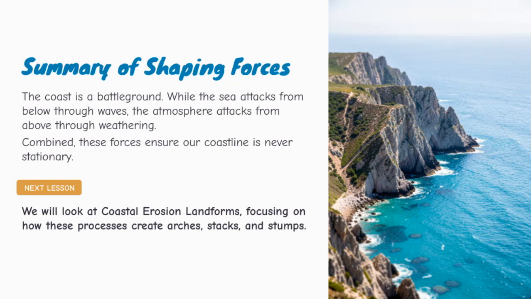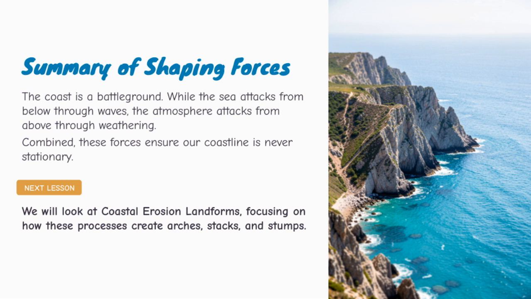Let's finish by bringing the lesson together. The coast is a battleground between different forces. The sea attacks from below through waves, hydraulic action, abrasion, and other erosion processes. The atmosphere attacks from above through weathering. Rainfall, temperature change, salt spray, chemical reactions, and plant roots all weaken cliff material. Gravity then pulls weakened material downhill through mass movement.